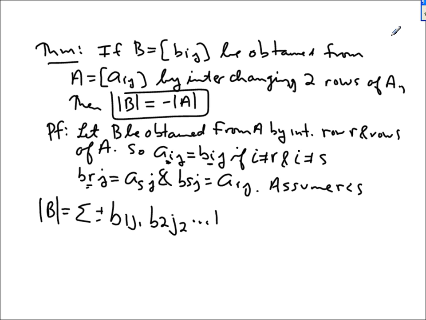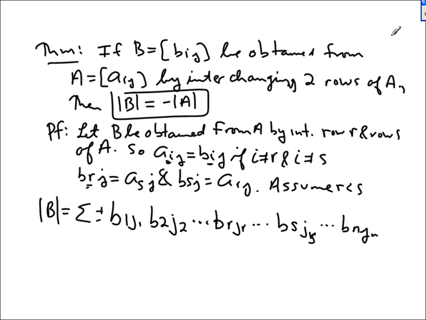Assume R is less than S. After all, the rows can't be the same, so one row has to be before the other. Okay, then we have B_R,J_R, and then later on B_S,J_S, row S, J_S column, and then you have the nth row, J_N column.